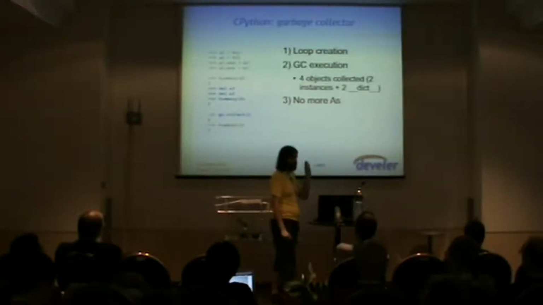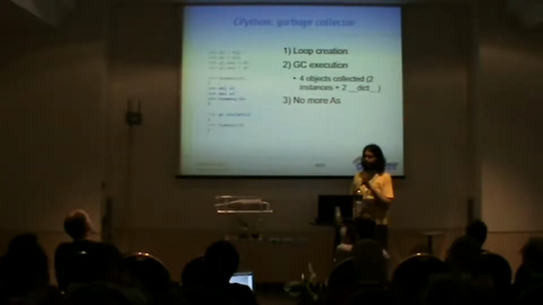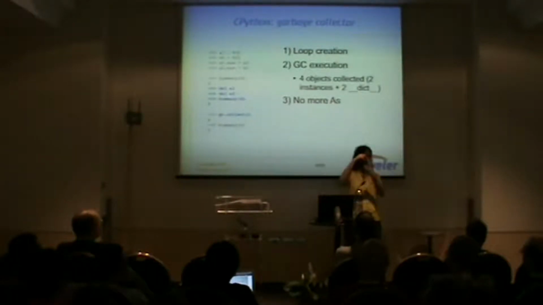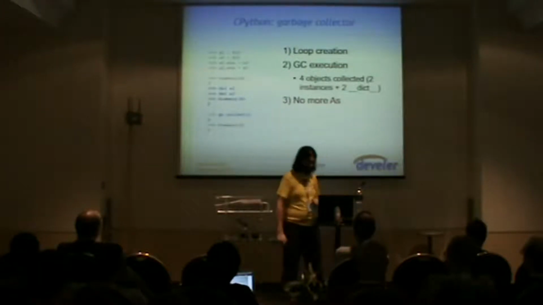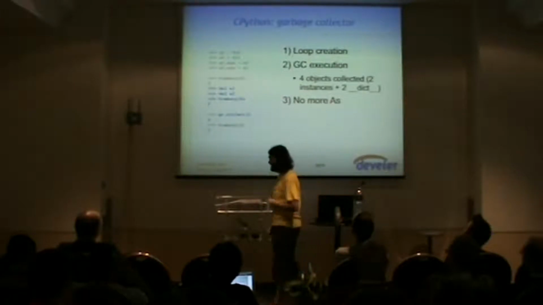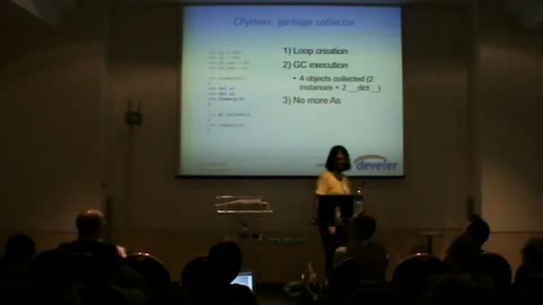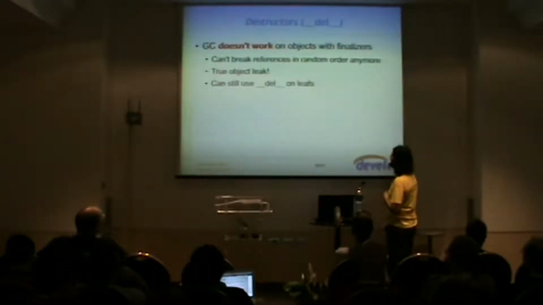Those 4 objects, does anybody have an idea why there are 4 objects being collected? Okay, yeah. It's basically A1, A2, A1's instance dictionary, and A2's instance dictionary, okay? So it's 4 objects being collected. It's written on the slide. Oops. Yeah, very smart guy. You were smart. Really smart.